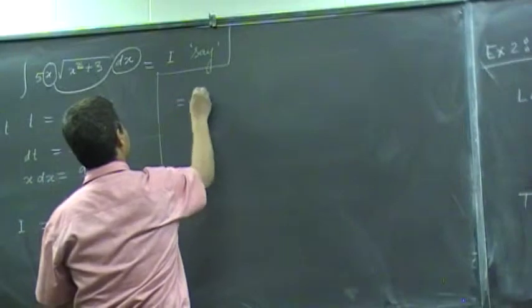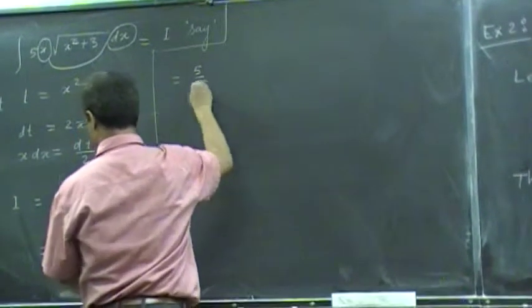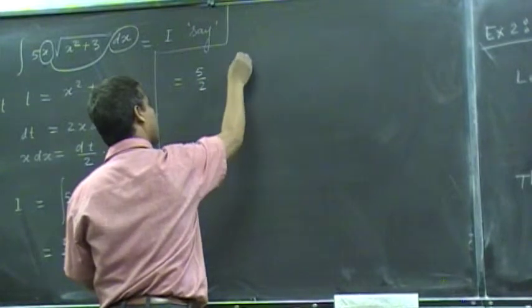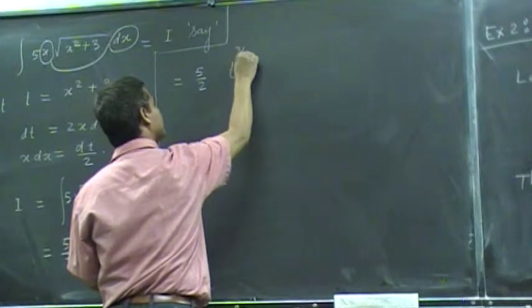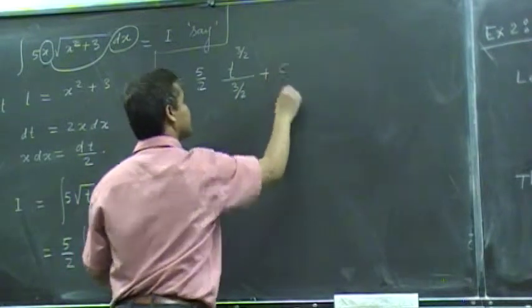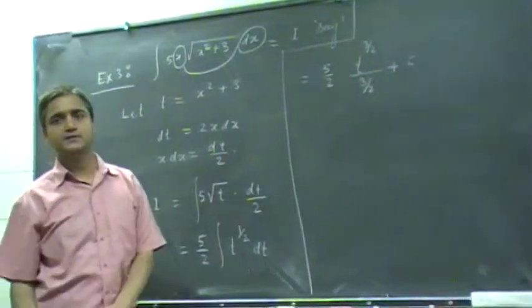This is 5 over 2. Integral of t to the half is t to the half plus 1, over 3 over 2 plus constant of integration. Do you see my point?